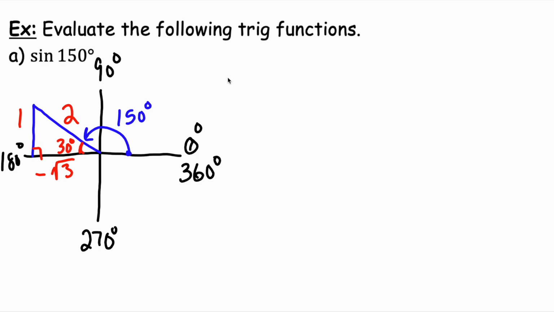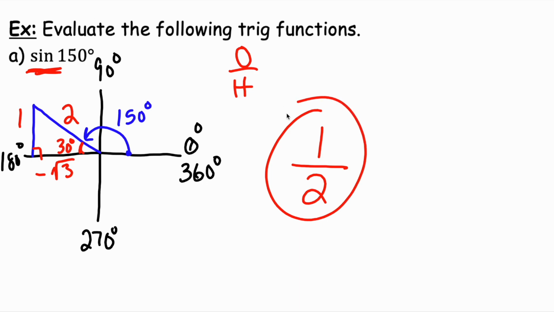Okay, so now I have my setup. So that's what we do: big plus sign, figure out what quadrant we're in, what's my reference angle, and then I fill in the sides. The last step is to look at your trig function, sine. Sine is opposite over hypotenuse. So opposite is 1, hypotenuse is 2. So there's my answer, 1 over 2.